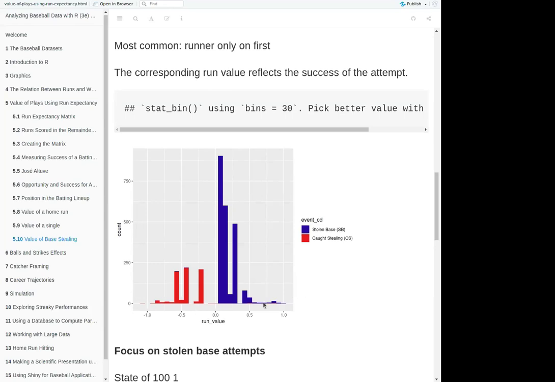What I thought was particularly interesting here is that even though these frequencies are high and very distinct for positive and negative run value based on whether the base was stolen or you were caught, there are still these little instances that can be a little difficult to see in this plot, but you can see there's a little red here of caught stealing where we still have positive run values. And there are still a few little instances where you can steal the base successfully, but still have a negative run value impact.